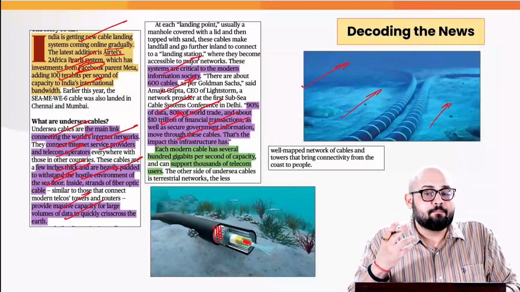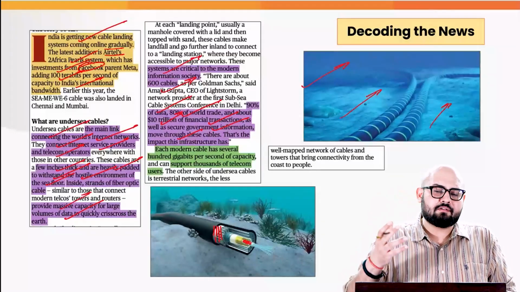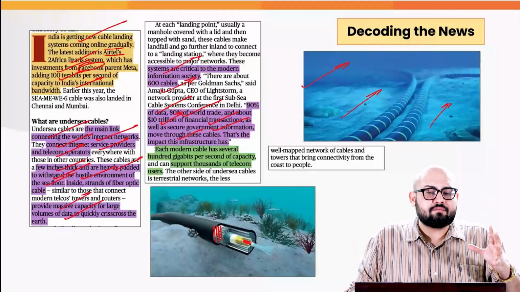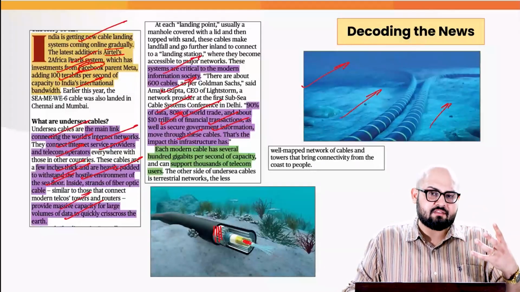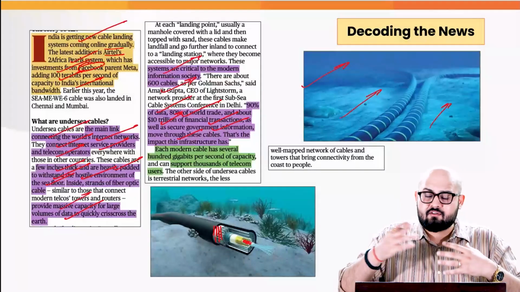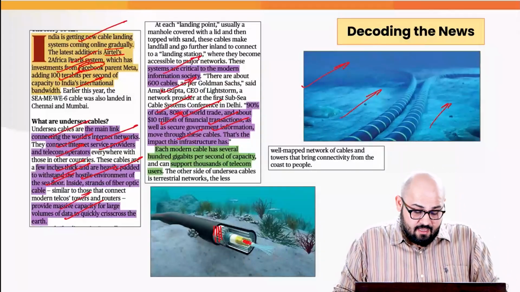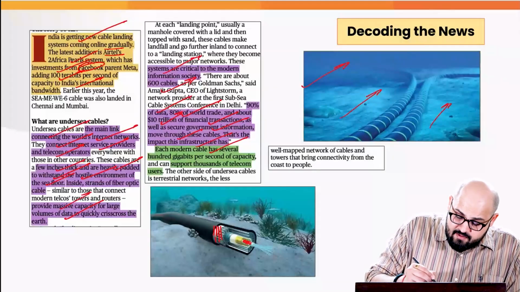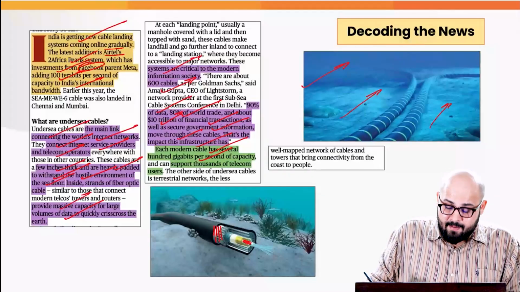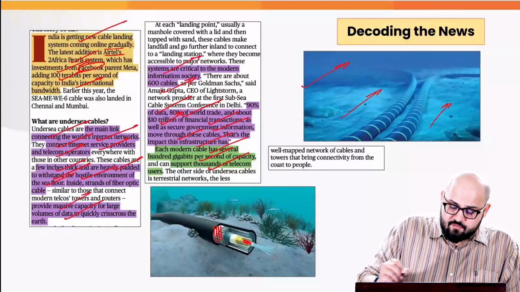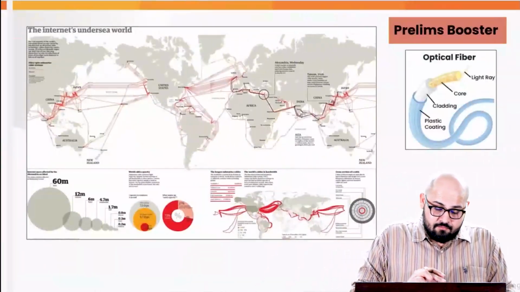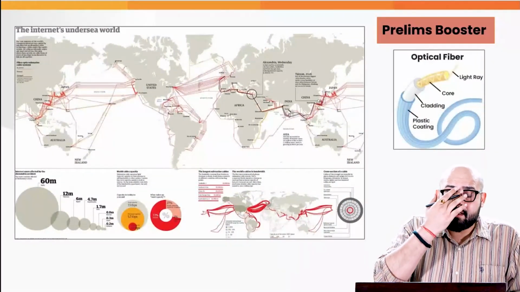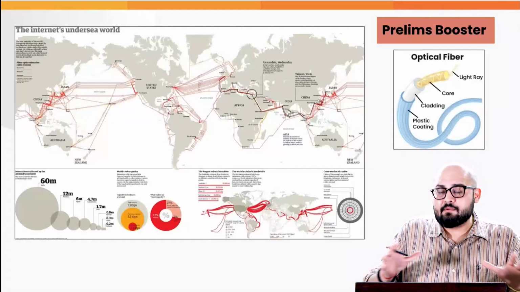Can you just understand the importance of these cables? More than 90% of the data, right? And most of the secure transactions, most of the financial transactions, including the government interactions, they are through these cables. That's the impact the infrastructure has. Each modern cable has several hundred gigabits per second of capacity and can support thousands of telecom users. Now, we have this particular map which showcases the distribution of the cables around the world.